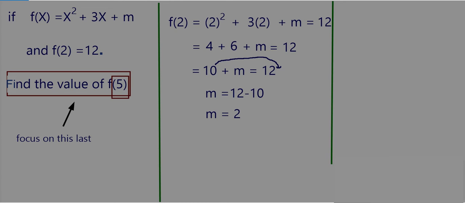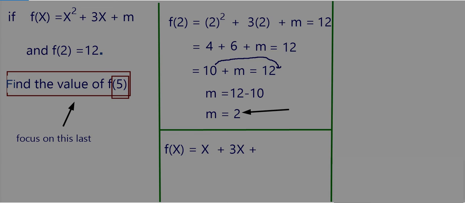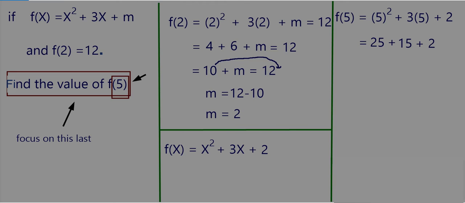The last instruction asks us to find f of 5. So we have to now substitute 5 for x in equation f of x. We found m to be 2, so we replace the letter with a number. Let's go ahead now and substitute the input value 5 in the equation. 5 times 5 gives 25. 3 times 5 gives 15. We write back the plus sign then 2. 25 plus 15 plus 2 gives 42.